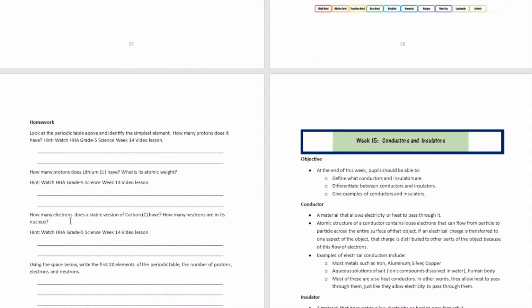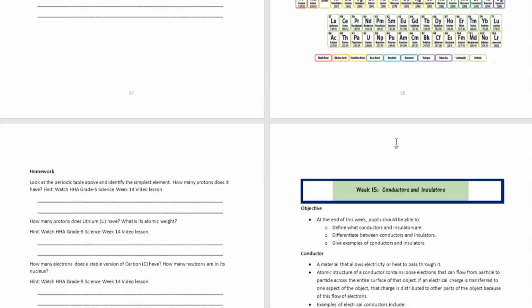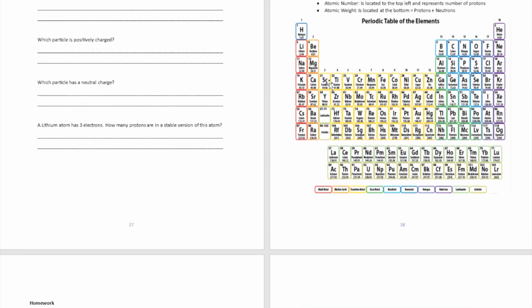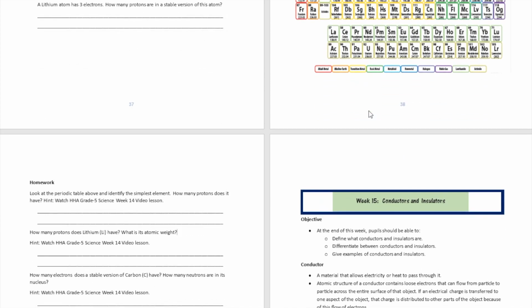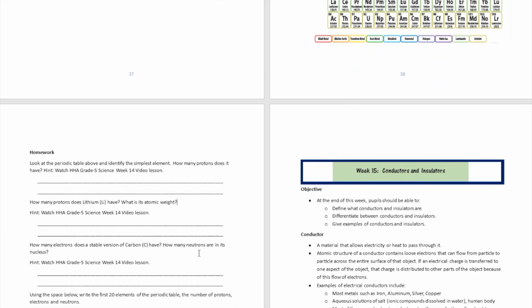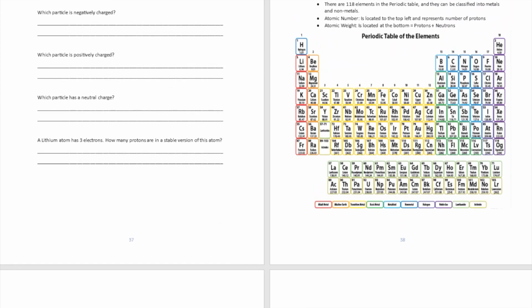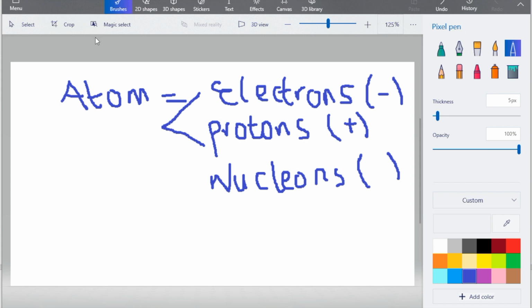Now over here, they want us to know how many electrons a stable version of carbon has. So take a look at carbon over here. Carbon is C. It has an atomic number of 6. It has an atomic weight of 12.08. All right, that's the atomic weight of it. And then they want us to know how many neutrons it has in its nucleus. So to calculate that, we're going to do this. All right, let's clear the board.